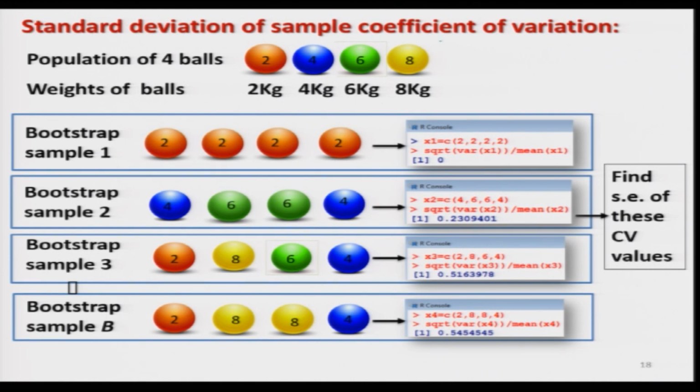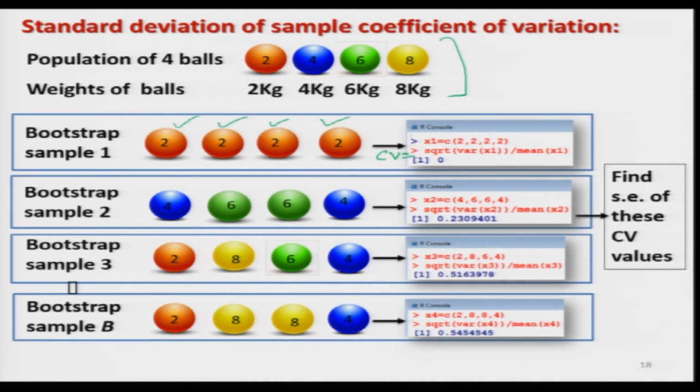Suppose this is my population or the original sample. I try to draw here 4 samples. Say the first sample comes out to be 2, 2, 2, 2. That means all are red colored balls. They have got the same weight. Now I try to find out the CV of this sample.